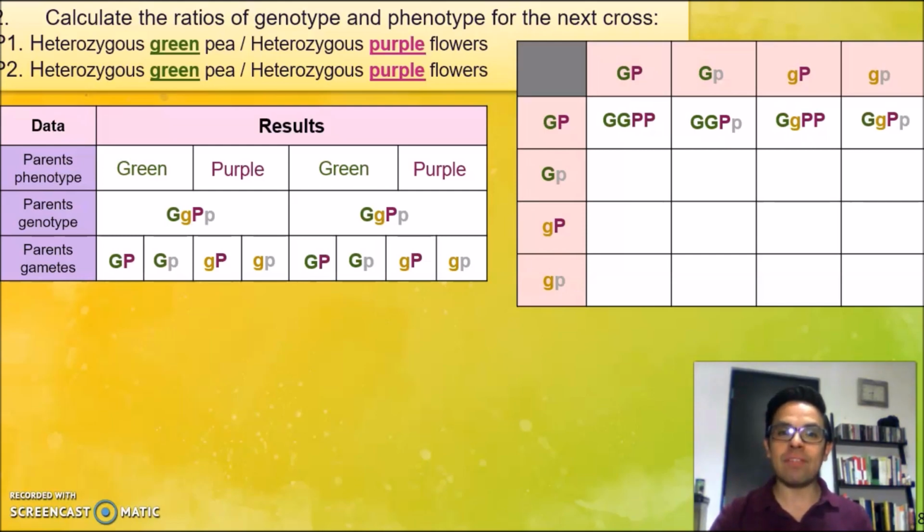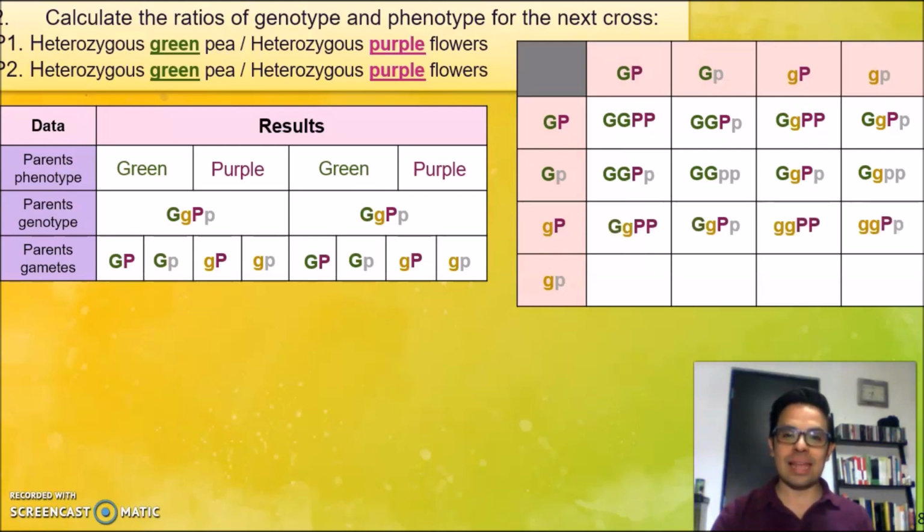Try to stop the video and fill up the square by remembering the rules. Next row will be like this. Next row will be like this, and let's see if you got the last one. Once we have filled up the Punnett square, it is time for us to make the analysis.